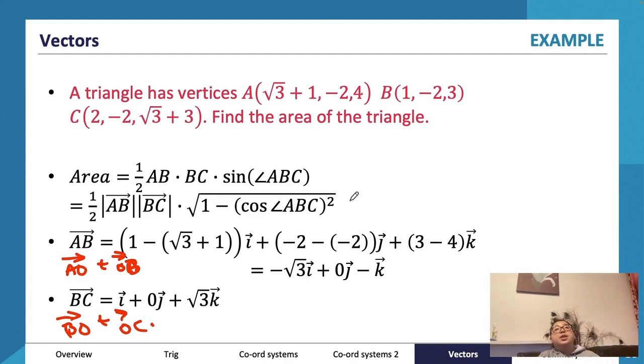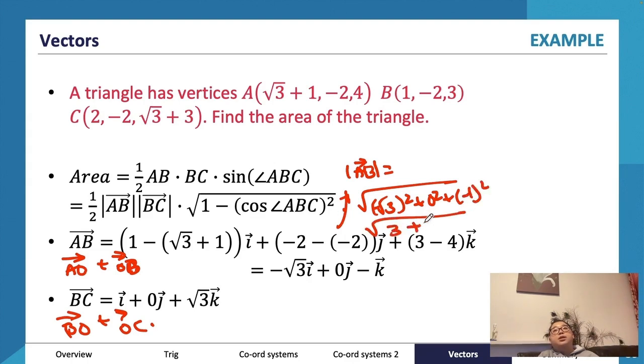We can say the magnitude of AB is going to equal negative root 3 squared plus 0 squared plus negative 1 squared. So that's going to be root of 3 plus 1, i.e. 2. And it's going to be the same for this one. Then if we multiply across, it's going to be negative root 3 minus root 3, and that's going to give us negative 2 root 3 at the top.